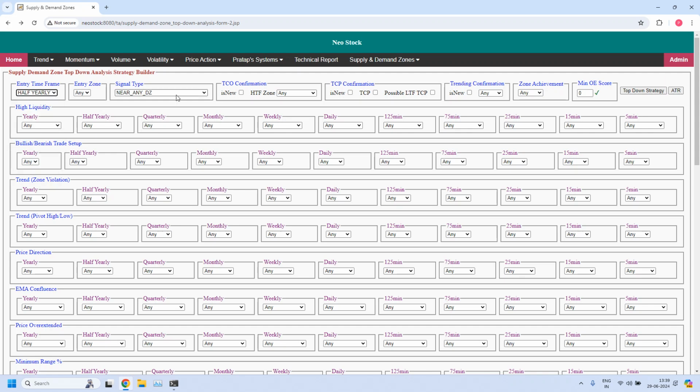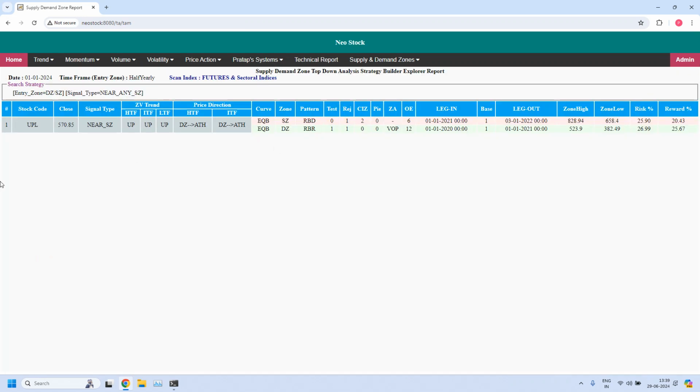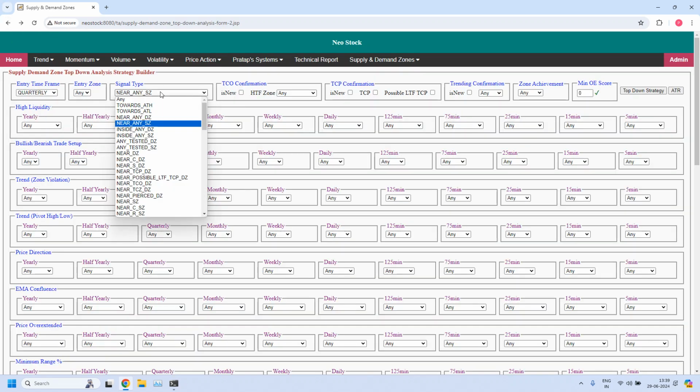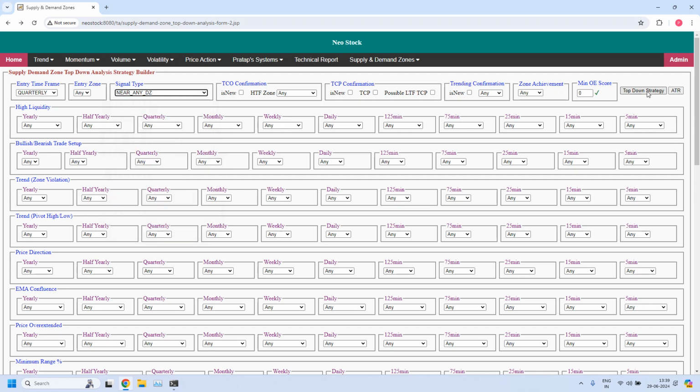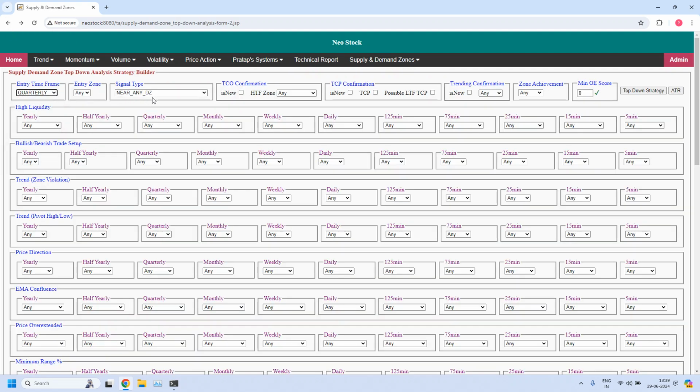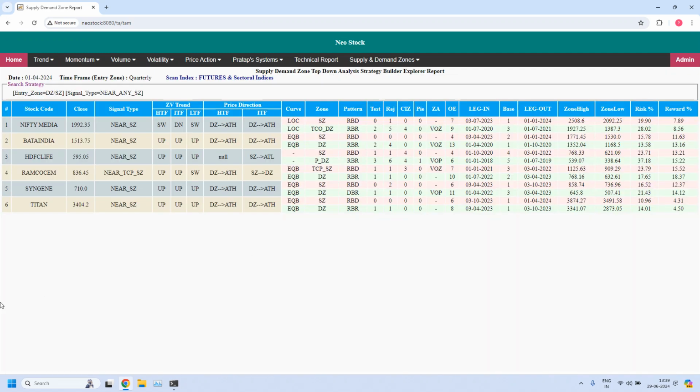For half yearly time frame, let us find the stocks near half yearly supply zone. One stock is filtered. Now I am going back and changing the time frame to quarterly, and let us find the stocks near quarterly demand zone. No stocks are there. Let me go back. For quarterly time frame, let us find the stocks near quarterly supply zone. 6 stocks are filtered.